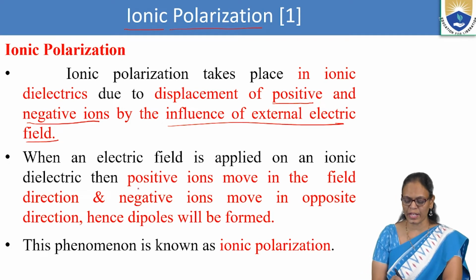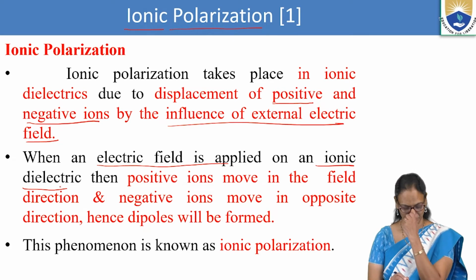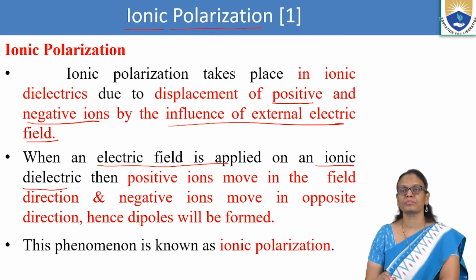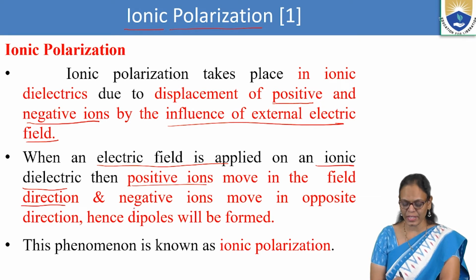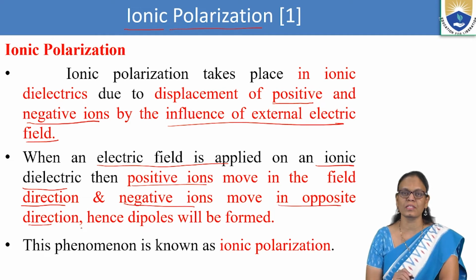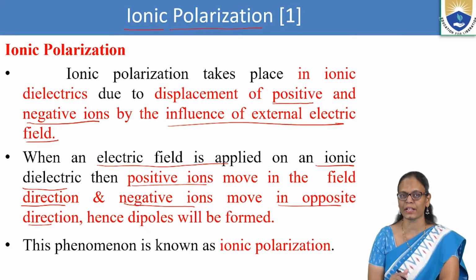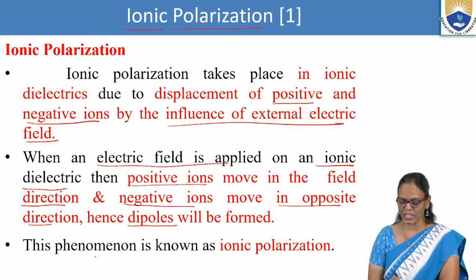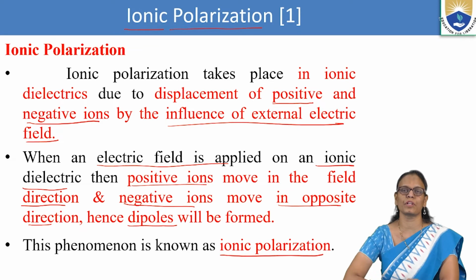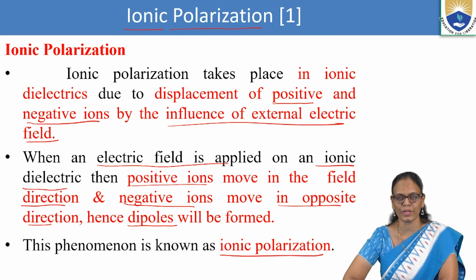So what happens when an electric field is applied on an ionic dielectric? The positive ions move in the field direction and the negative ions move in the opposite direction. So when these positive and negative ions are being separated, moving in opposite directions, dipoles will be formed. We are getting dipoles, and this phenomenon we are calling ionic polarization. So ionic polarization is nothing but the separation of positive and negative ions in the presence of an external electric field.